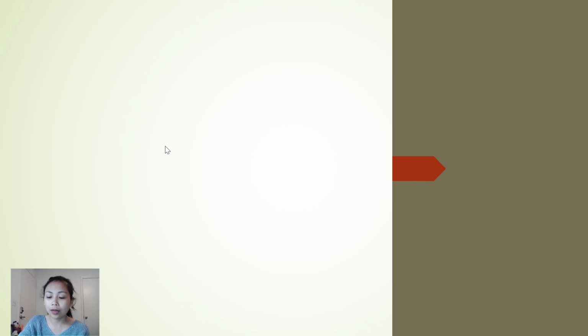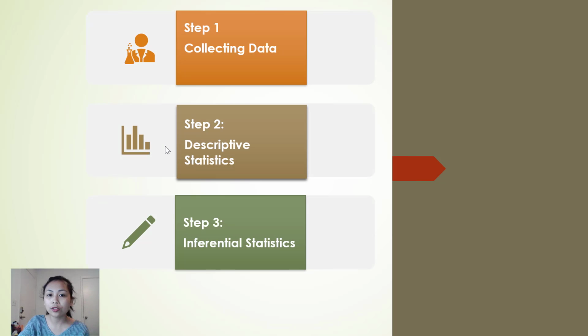Before I finish the lesson today, I would like to recap the whole picture of statistics and introduce the next lesson. Statistics is basically the study of collecting data, summarizing data, and making conclusions. In statistics, we have 3 steps in the process. The first step is collecting the data. The second step is descriptive statistics. And the last step is inferential statistics.